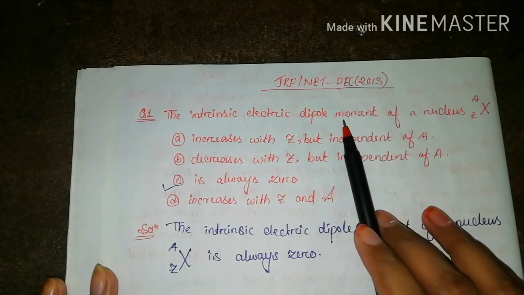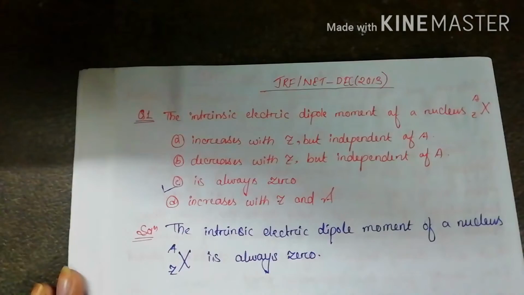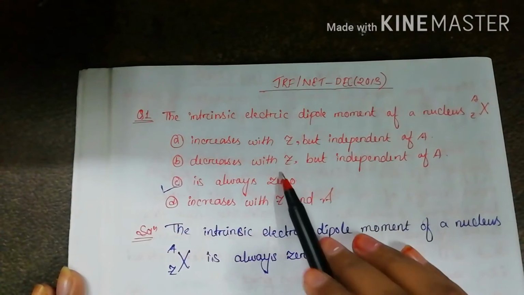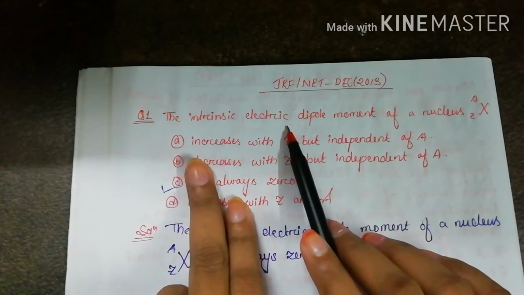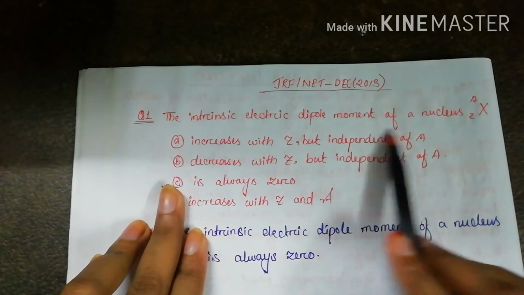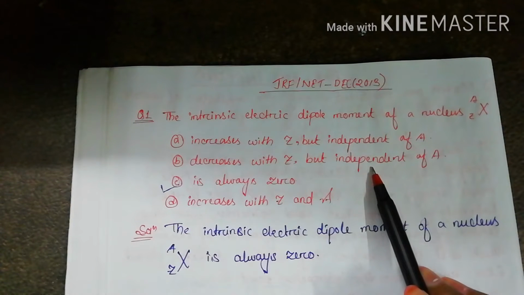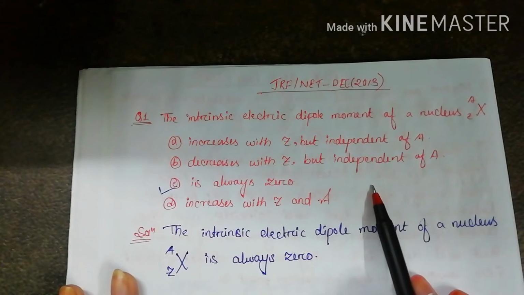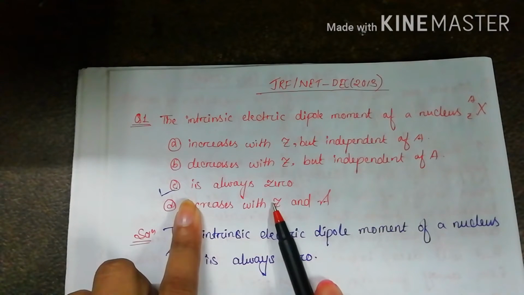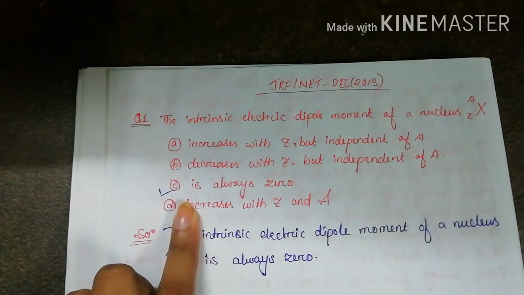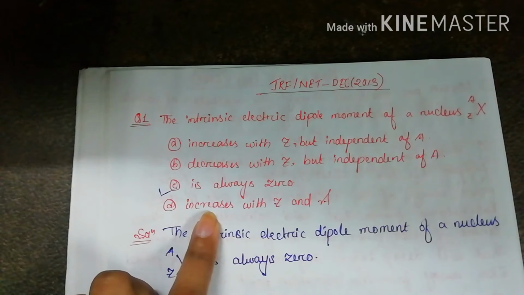So the first question is from December 2013. Here you can see the question is that the intrinsic electric dipole moment of a nucleus. Whenever you are asked about the intrinsic electric dipole moment of a nucleus, you have to keep in mind that the intrinsic dipole moment of a nucleus is always 0. So the correct option is option C. You don't have to think much about this question. For intrinsic electric dipole moment of a nucleus, the dipole moment is always 0.